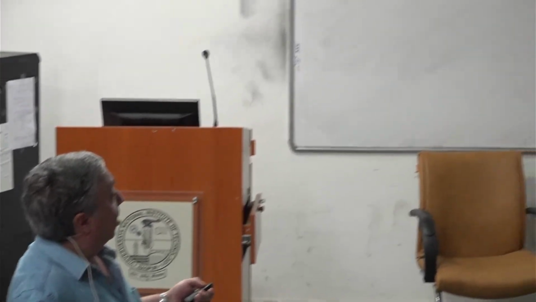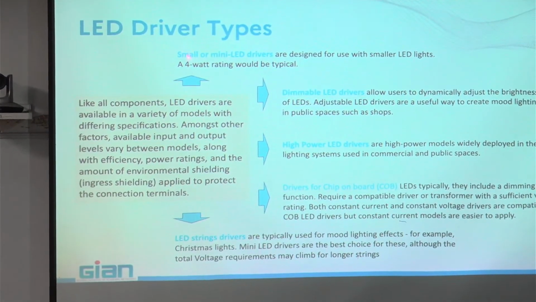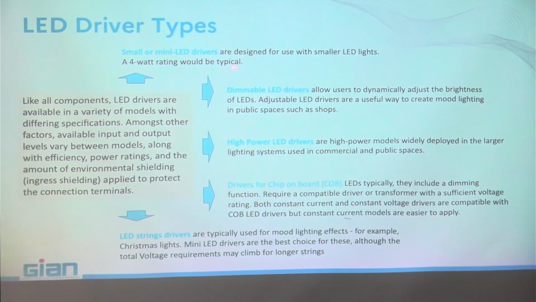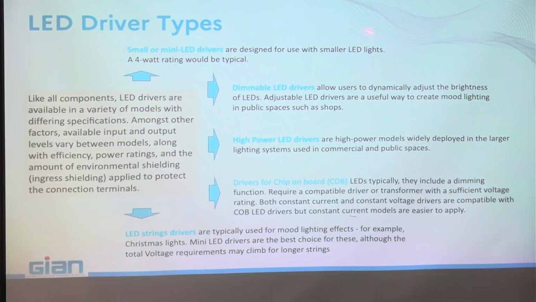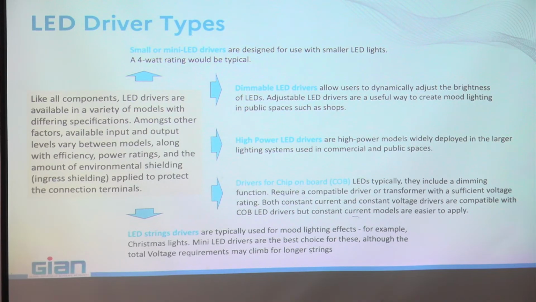Then you have here 5 big families. You have drivers for small or mini LEDs that are designed for small LED lights, like 4 watts, for example, maximum, or even less when you have a torch with a battery inside. You always have a driver behind in order to keep the light as constant as possible, whatever the voltage of the battery during the discharge.